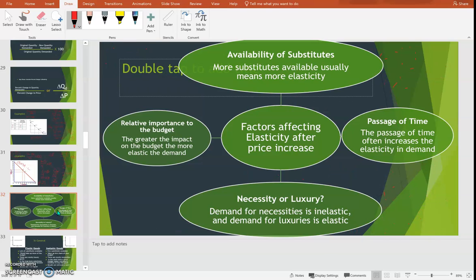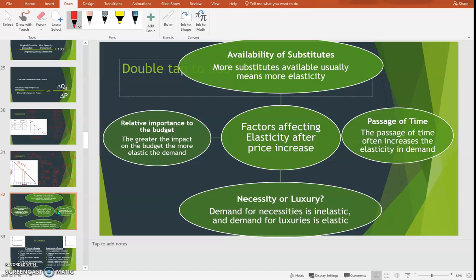All right. So there's various factors that affect elasticity after a price increase. One such factor is the availability of substitutes. More substitutes available usually means that there's more elasticity, right? Because if I have a lot of options and one price changes, then I'm going to have a huge change in my demand for that one good, right?